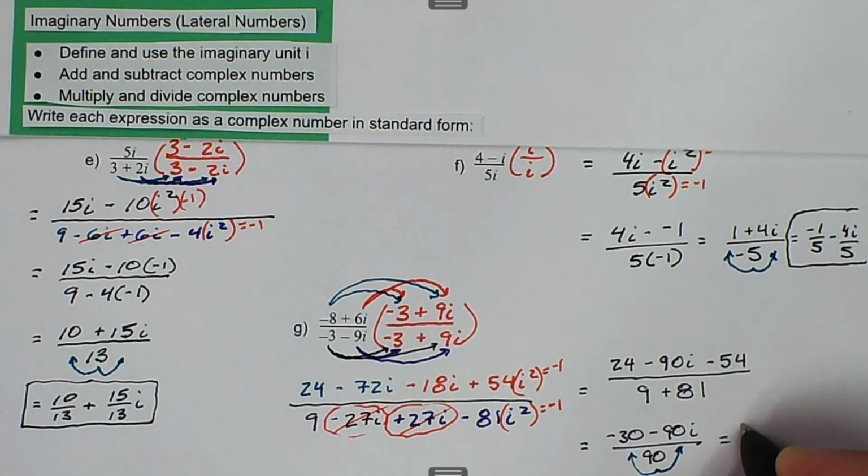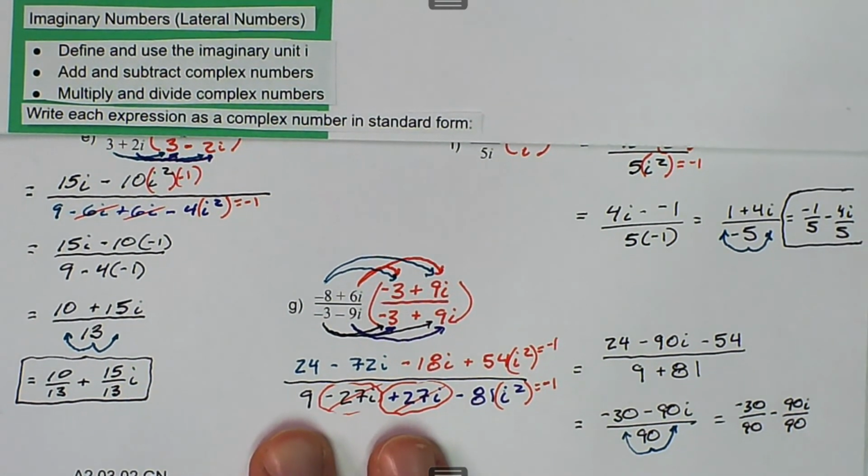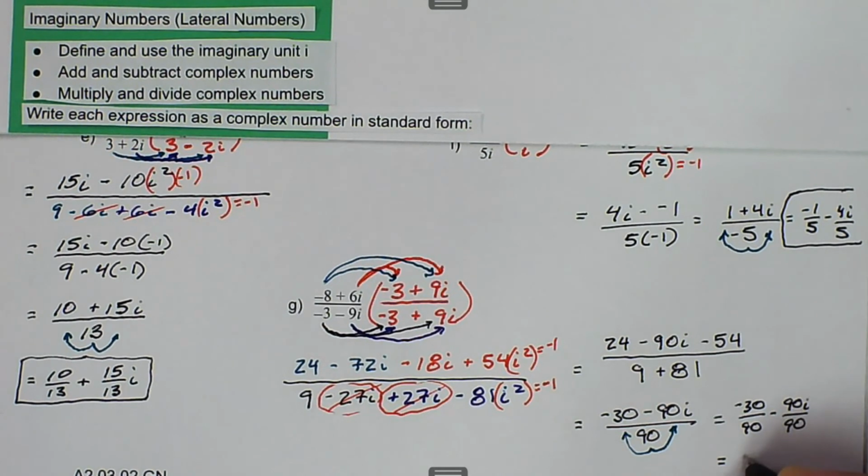And so we finish with: we can rewrite it as negative 30 divided by 90 minus 90i divided by 90. And we know that both of these are divisible by 30, and both of these are divisible by 90. And so we can finish by saying negative 1 over 3, and then 90 divided by 90 cancels itself out, so that's equal to 1, so minus i.